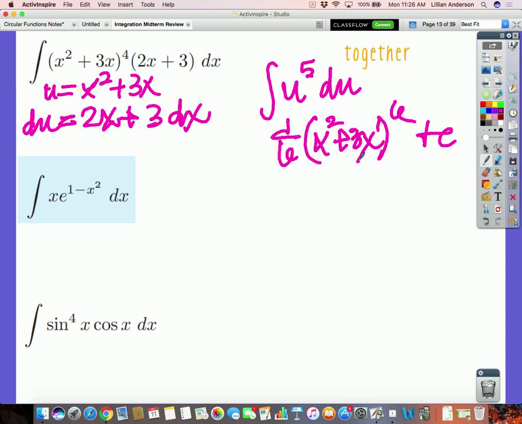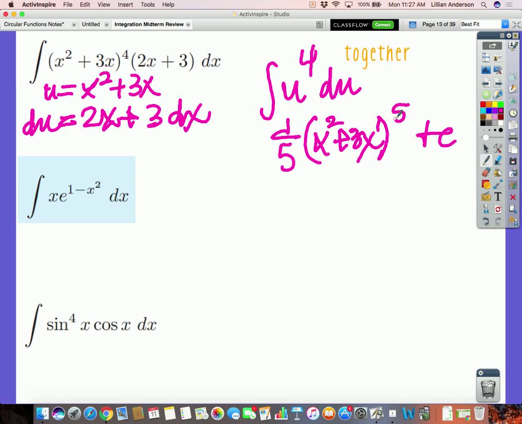Why is it not what? Oh my goodness, I'm jumping the gun. I apologize. It should be u to the 6th. You all were correct. Because all we do is plug it back. So it should be 1/6 of the x squared plus 3x, to the 6th. Questions?